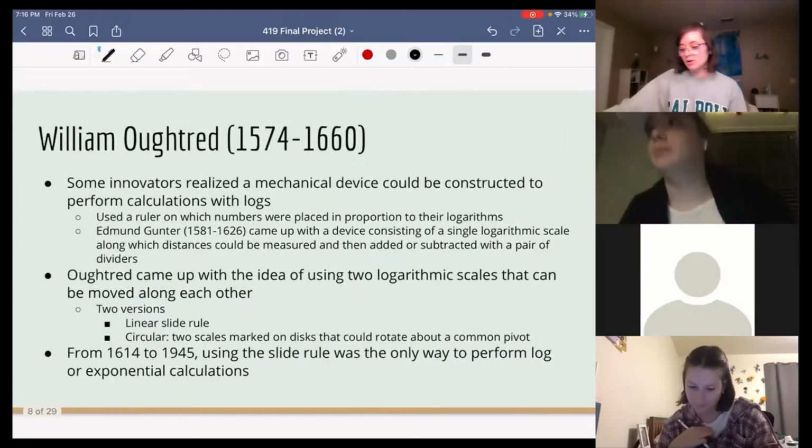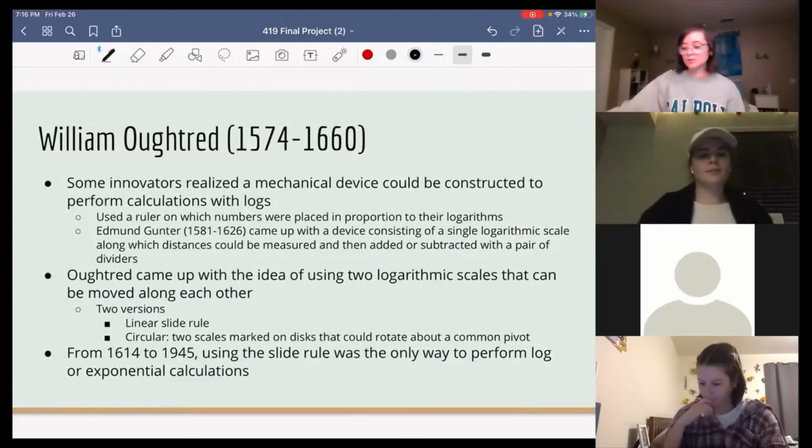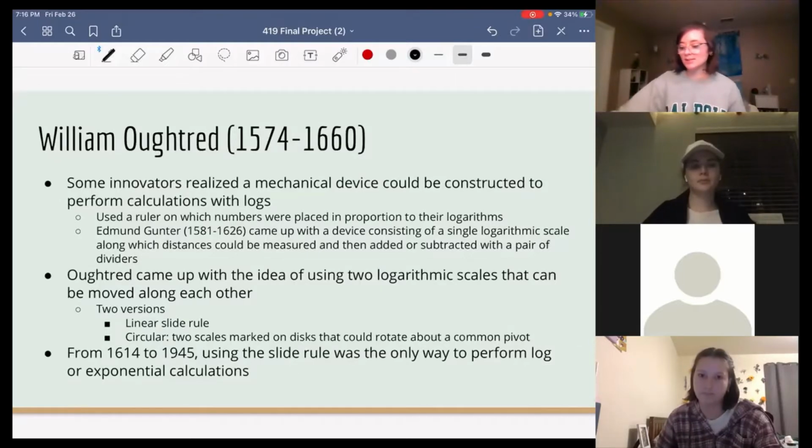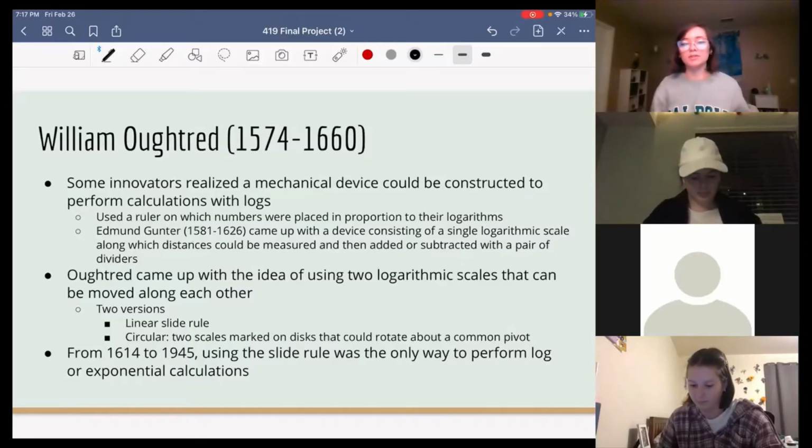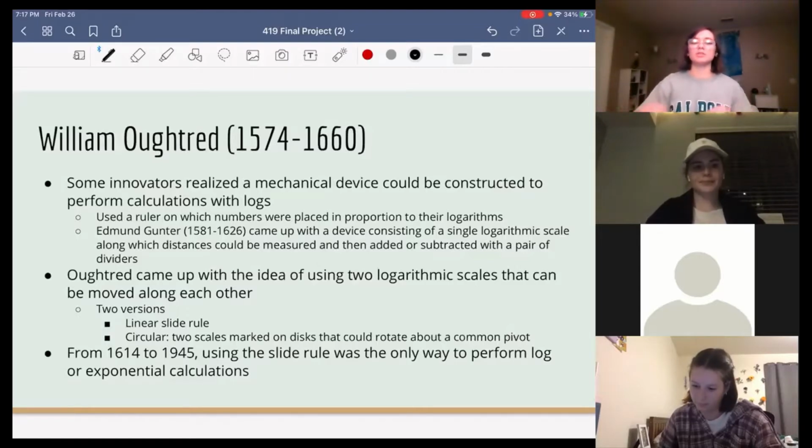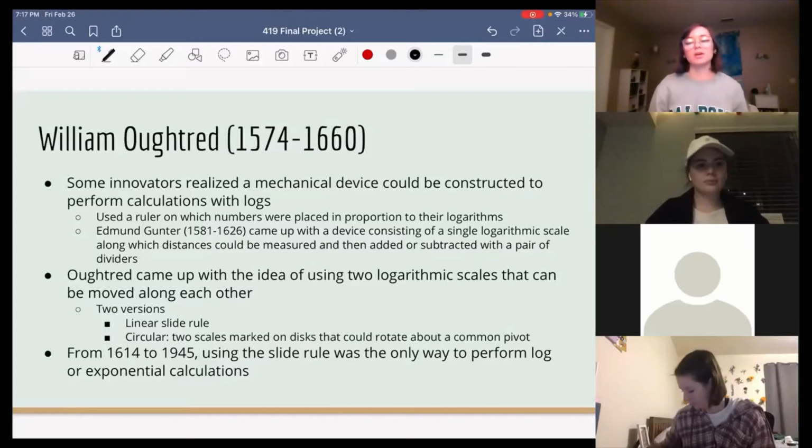So at this time, some innovators were testing the waters with mechanical devices that would perform calculations with logs because it was just so tedious. So a lot of them used a ruler on which numbers were placed so that they're in proportion to the logarithm. For example, Edmund Gunter came up with a device that consisted of a single logarithmic scale along which distances could be measured and then added or subtracted with a pair of dividers.